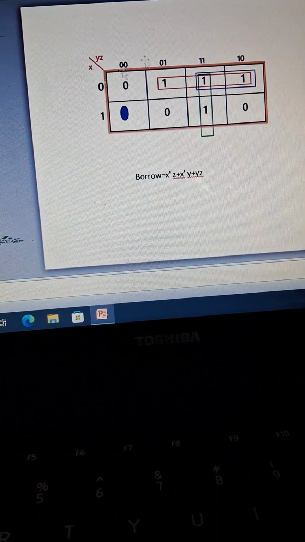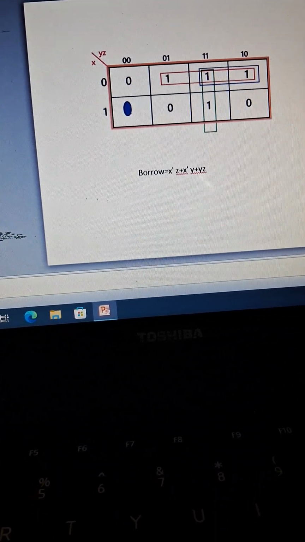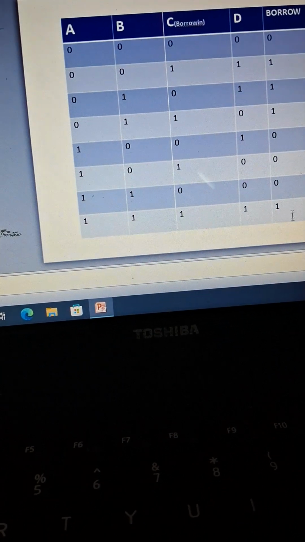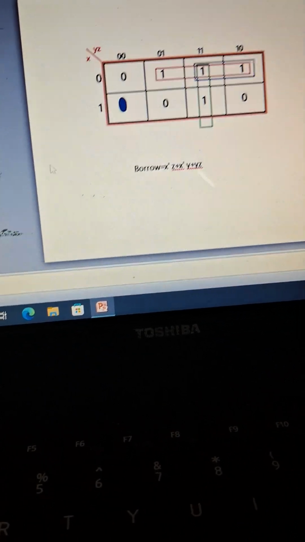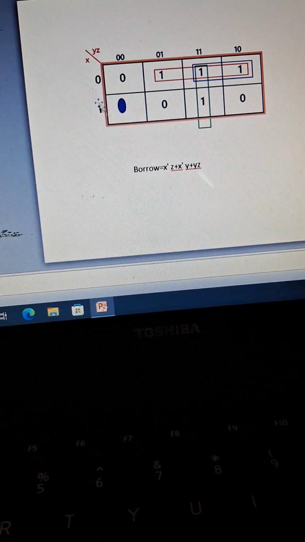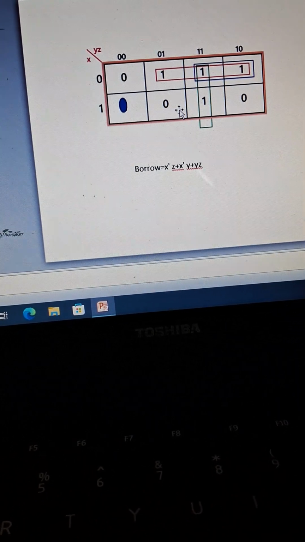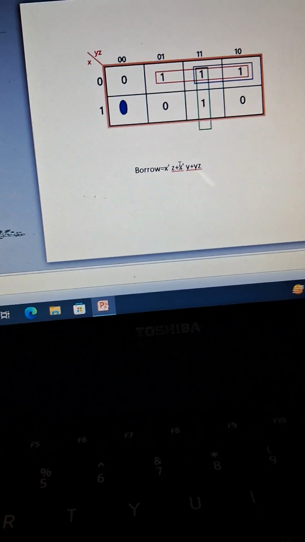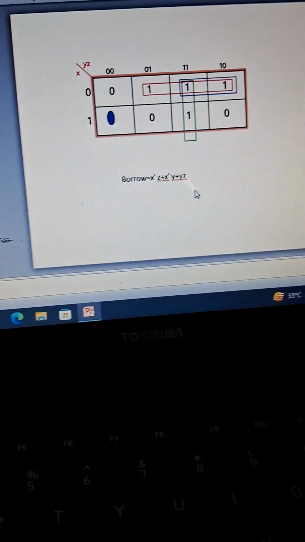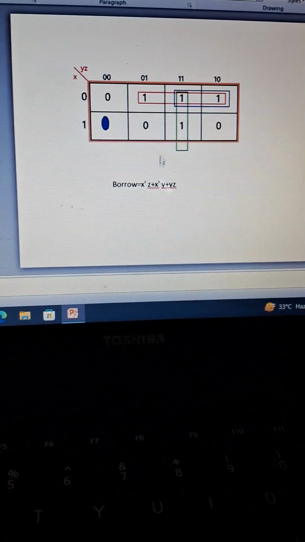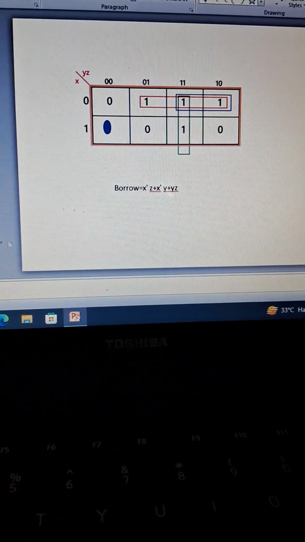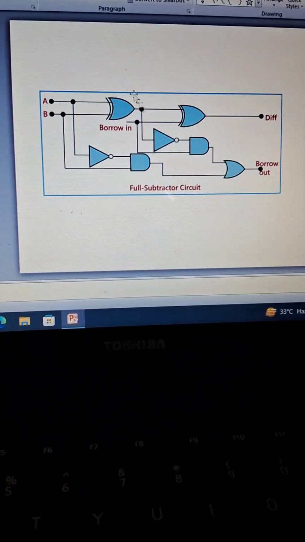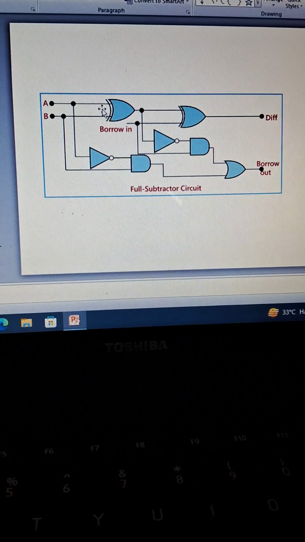Now similarly for borrow, there are again 4 positions where there is 1. So we are going to mark them on the K map. The four ones are there, and from these ones we are going to calculate the Boolean function of this.